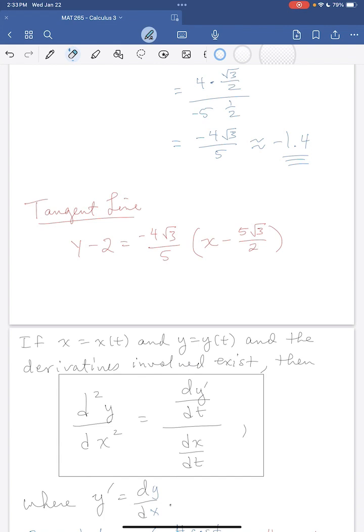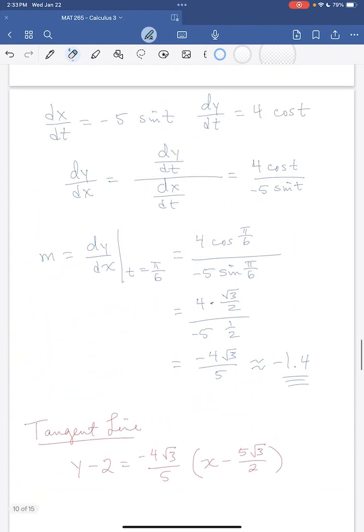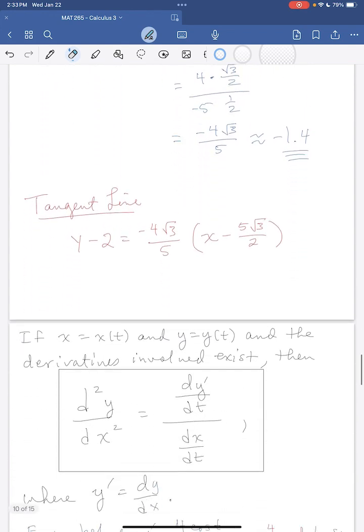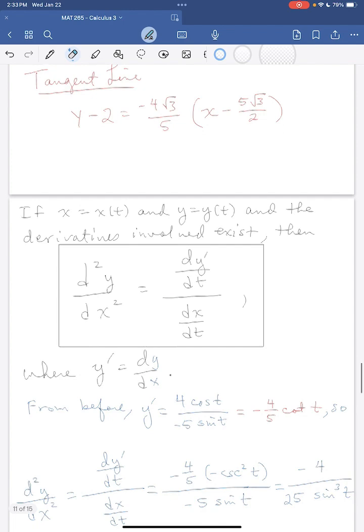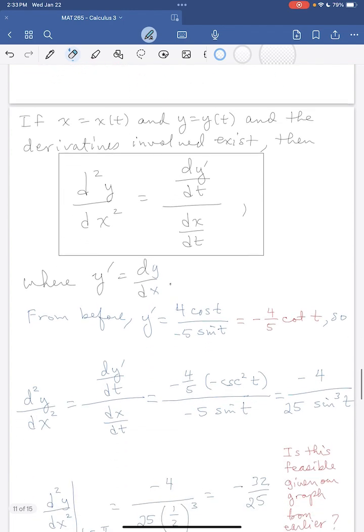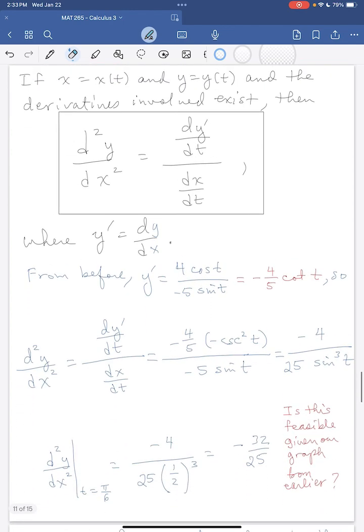All right, so this is our formula for the second derivative, where, again, y prime is dy dx. And so we already have dy dx. Recall that was up here, so that's from here. And so, which I have it here. So let's look at what that second derivative is. So from before, this is y prime.